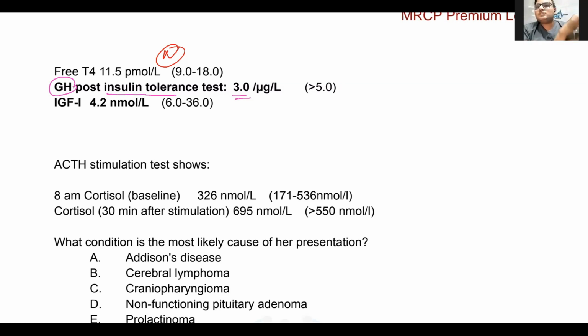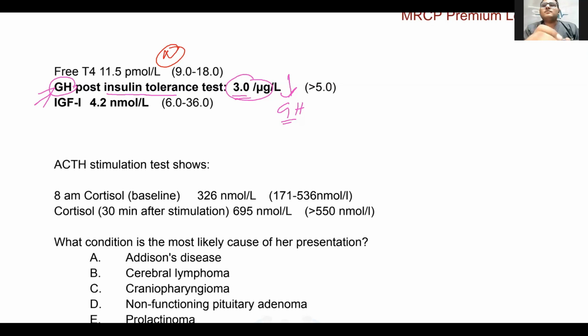We discussed in the previous lecture that when we give insulin it produces hypoglycemia. Hypoglycemia causes stress, so stress hormones will be released from the anterior pituitary. These stress hormones are cortisol as well as the growth hormone. So growth hormone after insulin must be greater than 20, or at a minimum level, it must be greater than 5. But it is 3. So it is decreased growth hormone.